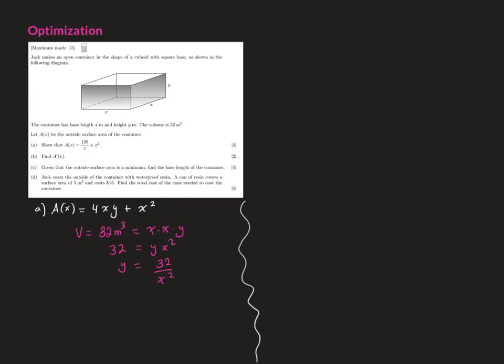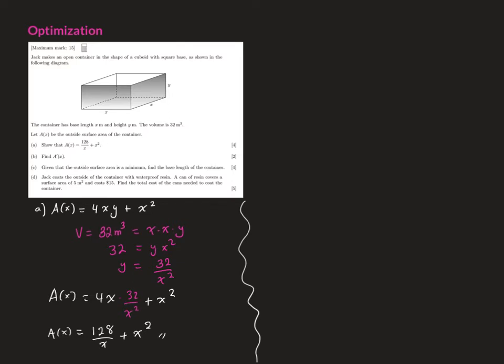Now we're going to substitute that back into the area. So area is equal to 4 times x times 32 over x squared plus x squared. And now we're going to simplify this expression. Area of x is 128 over x plus x squared. And this is the final answer for A.